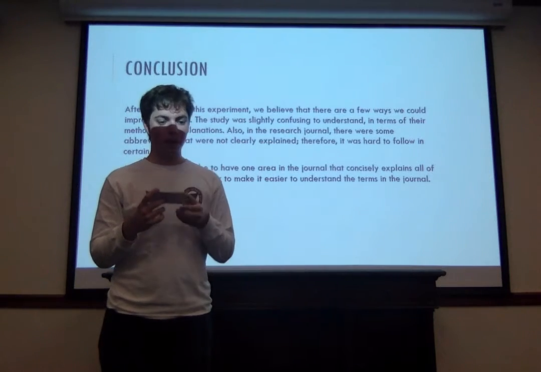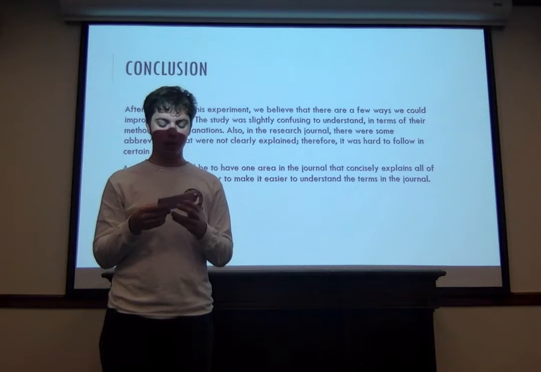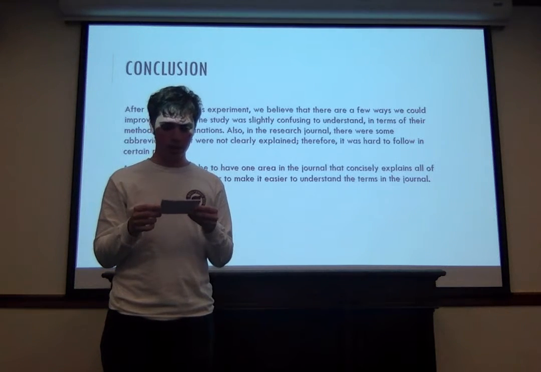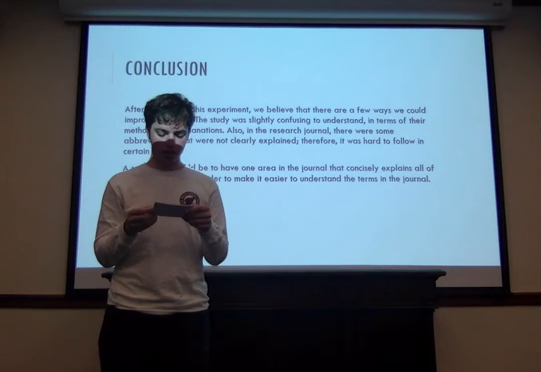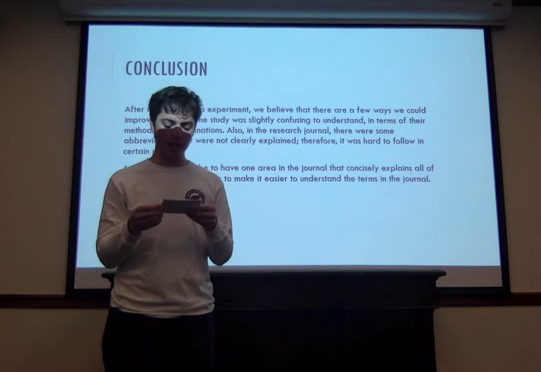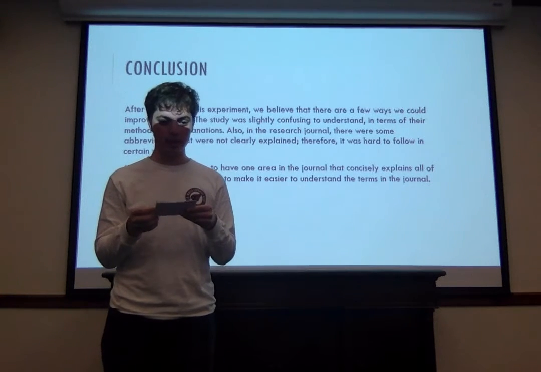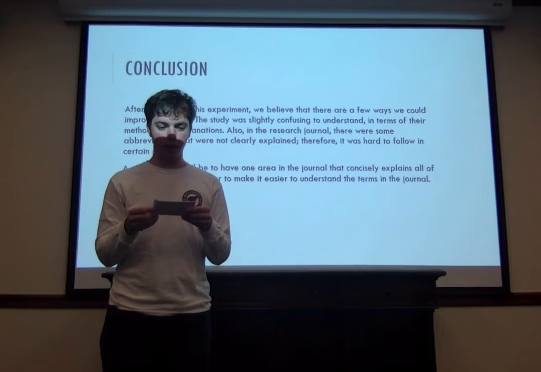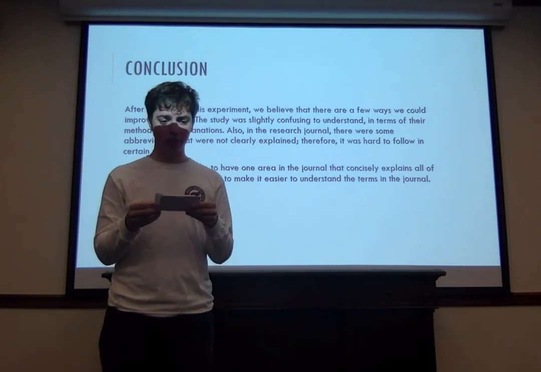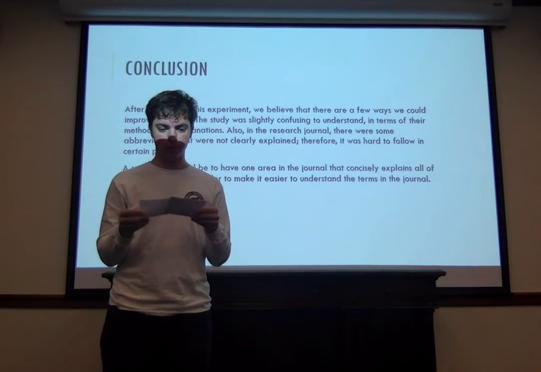Our conclusion: after researching this experiment, we believe there are a few ways we could improve the study. The study was slightly confusing to understand in terms of their methods and explanations. Also, in the research journal, there were some abbreviations that were not clearly explained, and therefore it was hard to follow in certain places. A suggestion would be to have one area in the journal that concisely explains all of the abbreviations in order to make it easier to understand the terms in the journal.